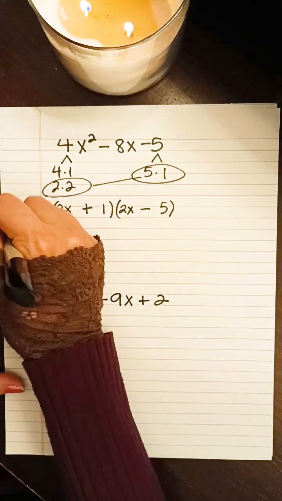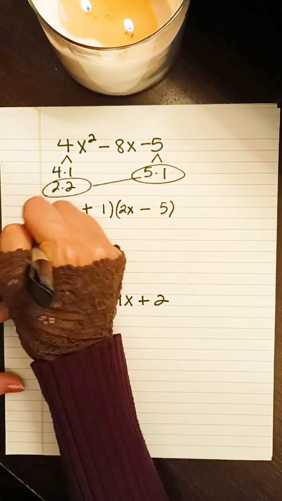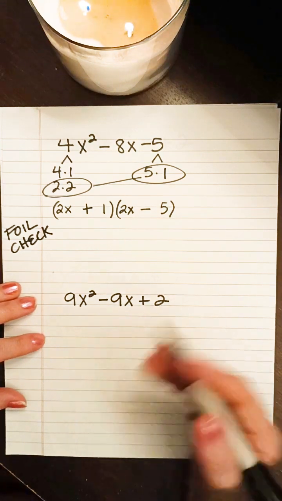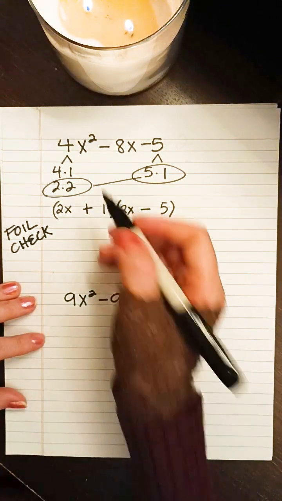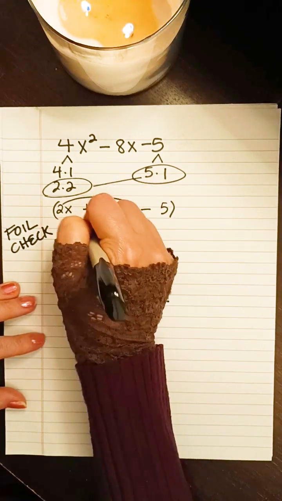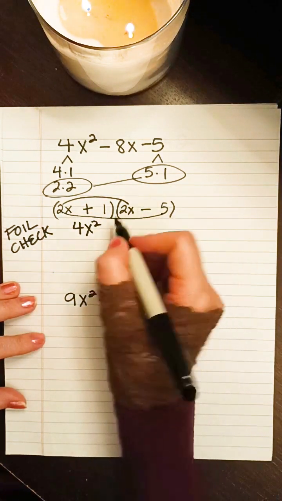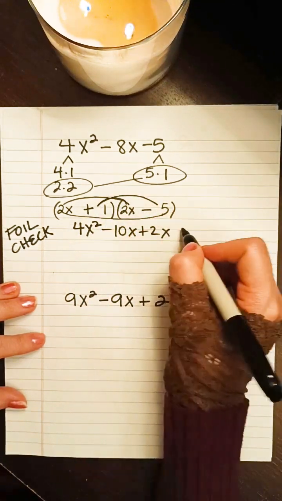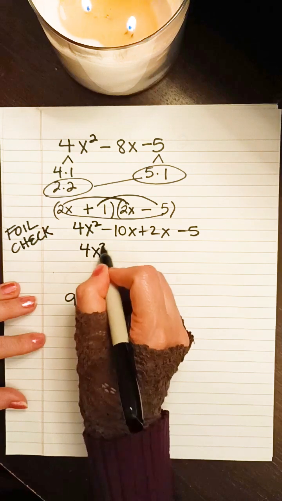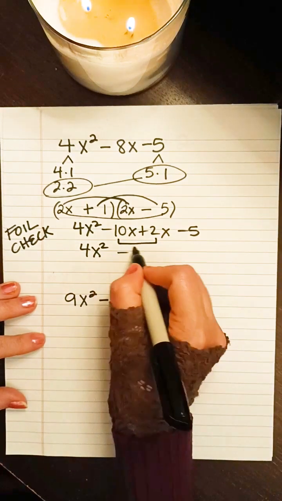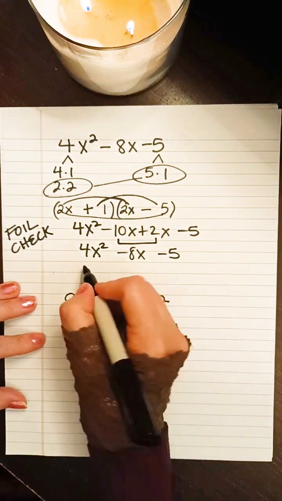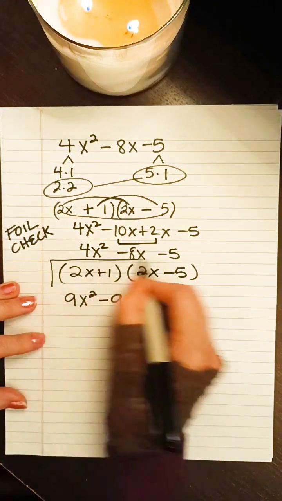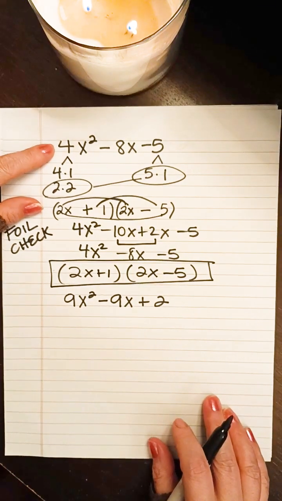Now we can FOIL to check. I'm going to FOIL to check. So let's just write it all out. Now I'm foiling as I'm going along, but let's just write it all out. So first, and then outside, minus 10x, inside, plus 2x, and last, minus 5, and then you get 4x squared. Negative 10x plus 2x is negative 8x minus 5. So yes, these two binomials are the factors of this quadratic.